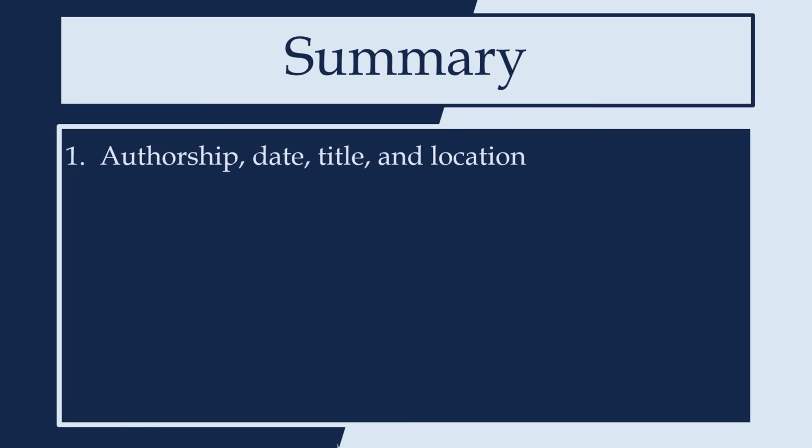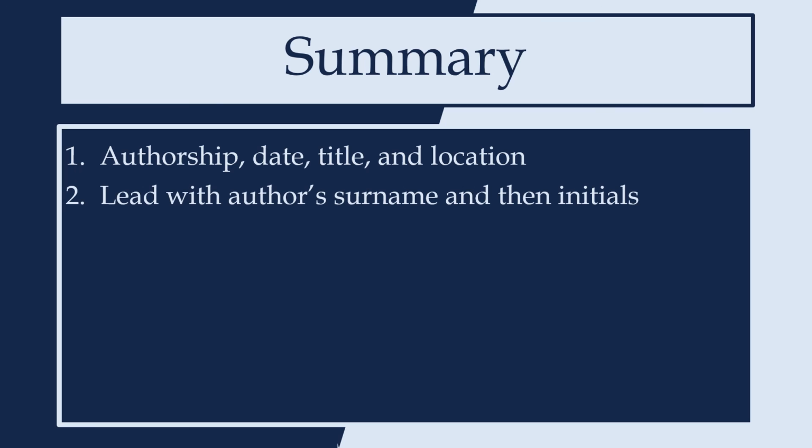You now have the basic foundational knowledge that you need to begin your reference page in APA style. Let's do a quick summary of the key points. First, when sequencing the information in a reference entry, we're going to give preference to authorship, the date of publication, the title of the work, and then its location, which might be the publisher or an e-source. When writing the author's name, we'll lead with the surname, and that will be followed by initials.